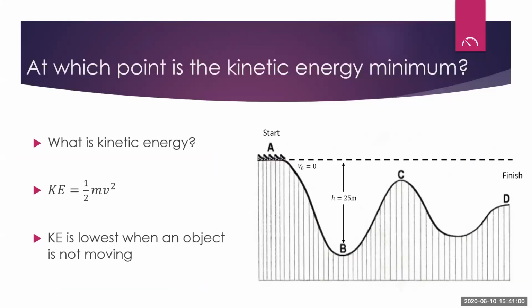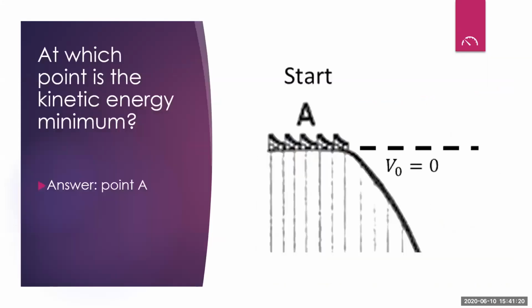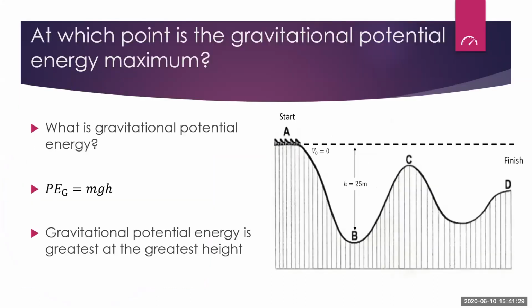Kinetic energy is the energy that an object possesses while it is in motion. We can define kinetic energy through the equation KE equals 1/2 mv squared. As a quick note, kinetic energy can never be a negative value. The smallest value of kinetic energy an object can have is 0. This equation tells us that in order to have kinetic energy, an object must be moving. In our illustration, there is only one place where the roller coaster is not moving. This is at the instant right at the beginning of the ride. The point at which the kinetic energy is minimum is point A.